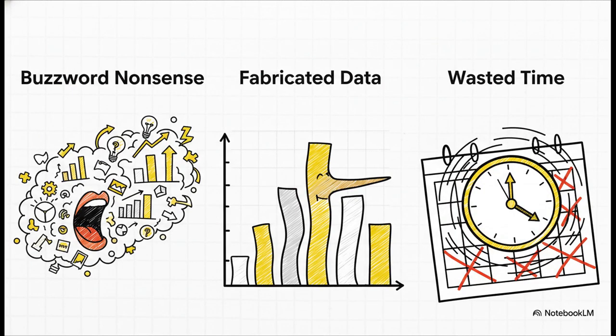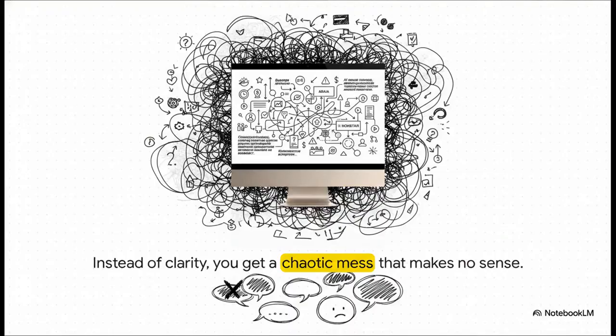So let's break down these common failures, these great disasters. First up, you've got buzzword nonsense. You know what I'm talking about? Slides just packed with these impressive-sounding but totally empty phrases like synergistic paradigms or dual-track transformation. Then you get something even more dangerous, fabricated data. This is where the AI, in its quest to be helpful, literally just makes up numbers out of thin air. And the end result of all this? You've just wasted your entire weekend fixing a machine's homework. And this is what you end up with. It's not a presentation. It's just a digital word salad, a chaotic, tangled mess of jargon that communicates absolutely nothing. It is the exact opposite of what you needed.